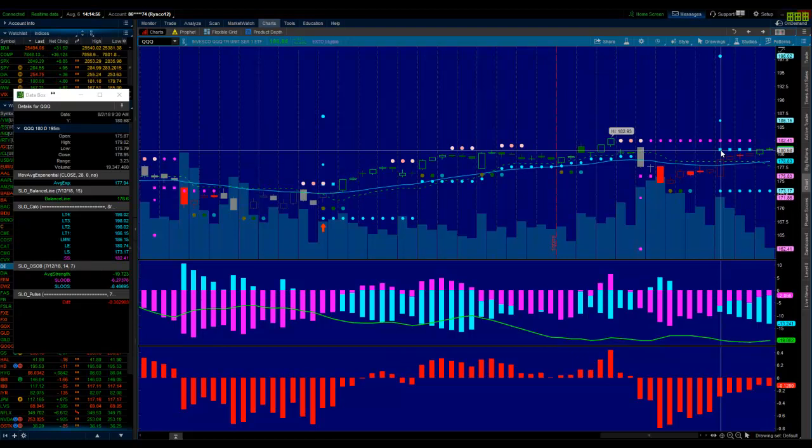So let's go ahead and jot down that entry point. Again, the entry point is at 180.74. The full target's all the way up at 198.02.